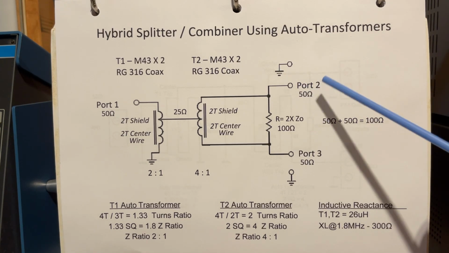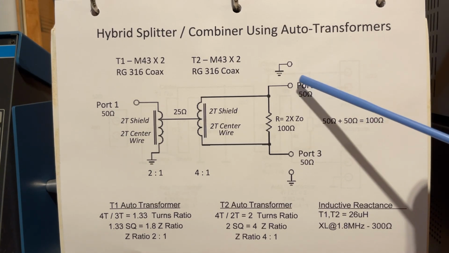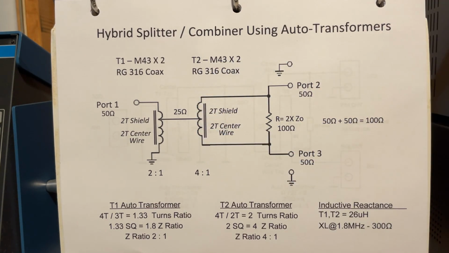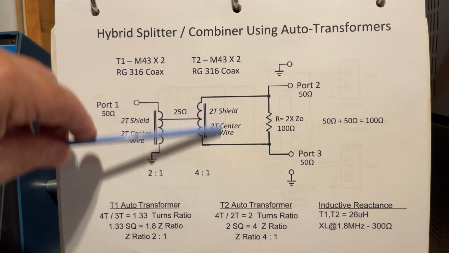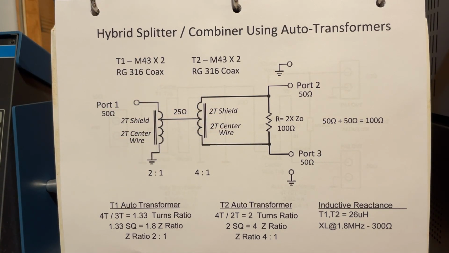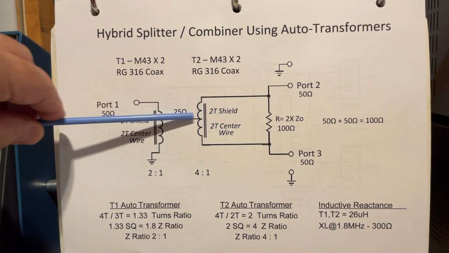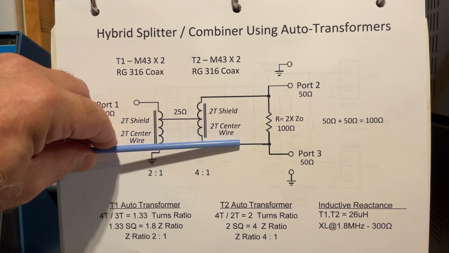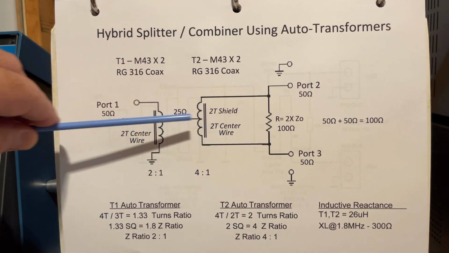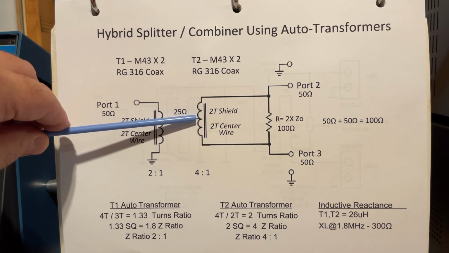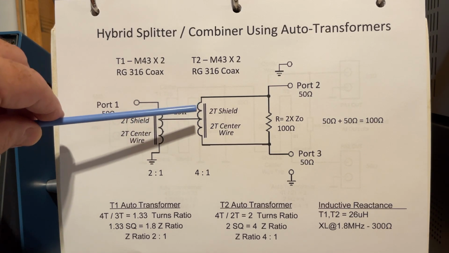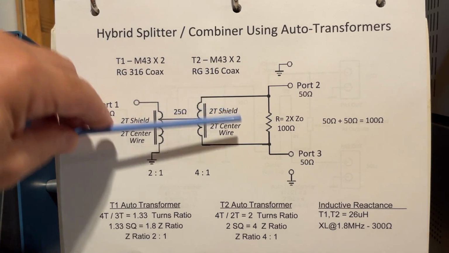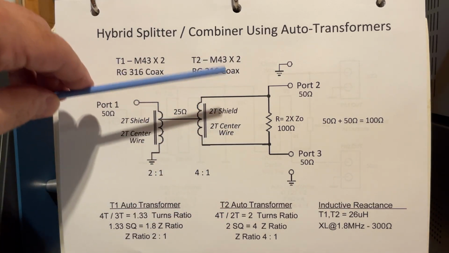But because these two ports are in series with the first transformer, there's actually 100 ohms here. And the center tap is, we've got 2 turns of the shielding and then 2 turns of the center wire, and it's center tapped in the middle. So basically, if you look at the turns ratio for T2, the turns ratio is 2, right?